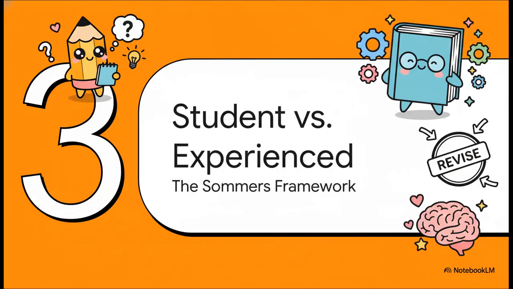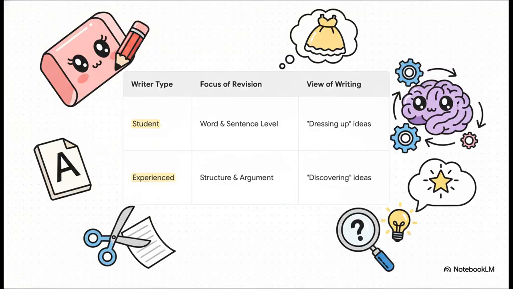And to really get that why right, it helps to have a solid handle on the theory. So let's just do a quick deeper dive into this distinction that Nancy Sommers draws between student writers and experienced writers. This table really just lays it all out. You see, student writers tend to stay at the word and sentence level. They're basically just correcting things. They see language as a way to dress up ideas they already have. But experienced writers, they focus on the big picture, the structure, the meaning, the argument. They are rethinking. For them, the act of writing is a tool for discovering brand new ideas.